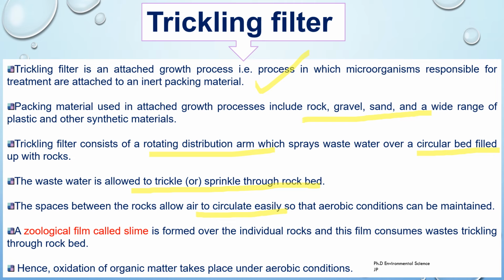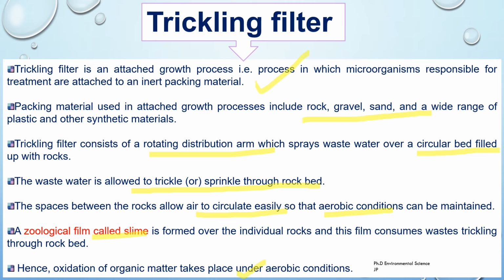This airflow helps maintain aerobic conditions, which is essential for the microbial community to thrive and effectively degrade organic matter. The microbial film, also known as slime or zoogleal film, on the rock surfaces consumes and metabolizes the organic wastes which are present in the wastewater. This microbial activity leads to the biological oxidation of organic matter, where microorganisms use oxygen to break down and convert organic compounds into simpler, less harmful substances.